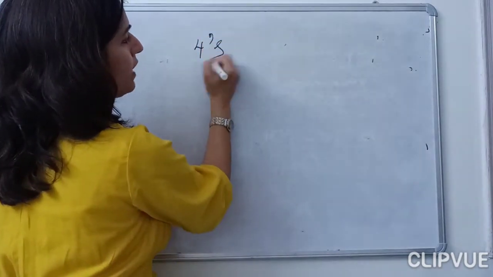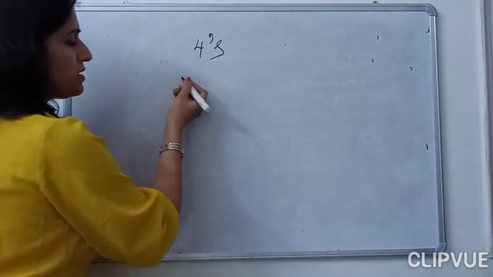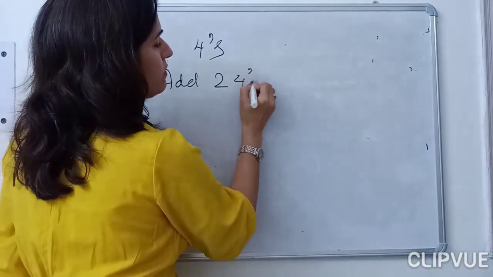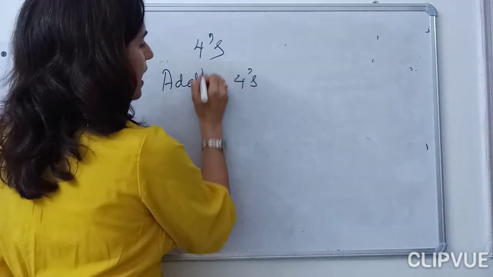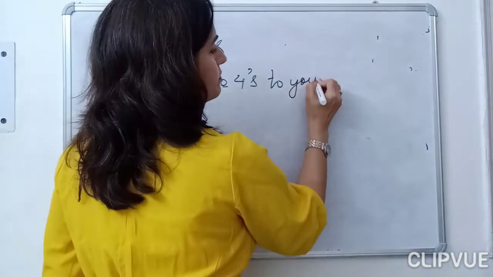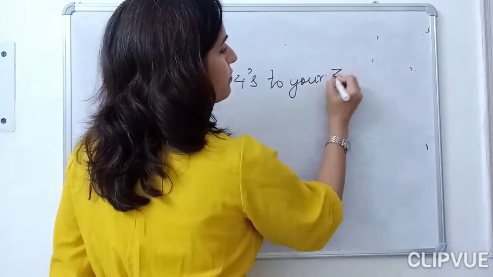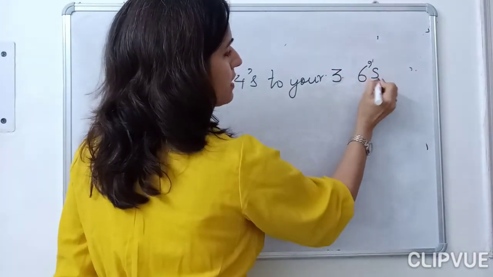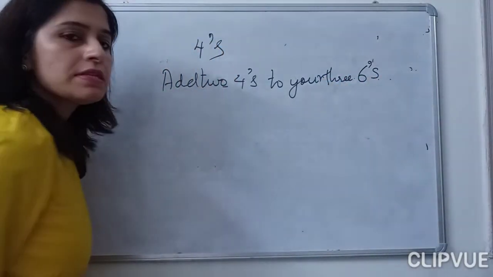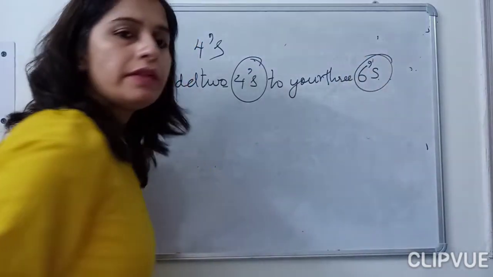Okay, so how will I make it plural? By adding s like this. Suppose I give you a sentence: add 2 4s to your 3 6s. So it means I am talking about plural numbers.